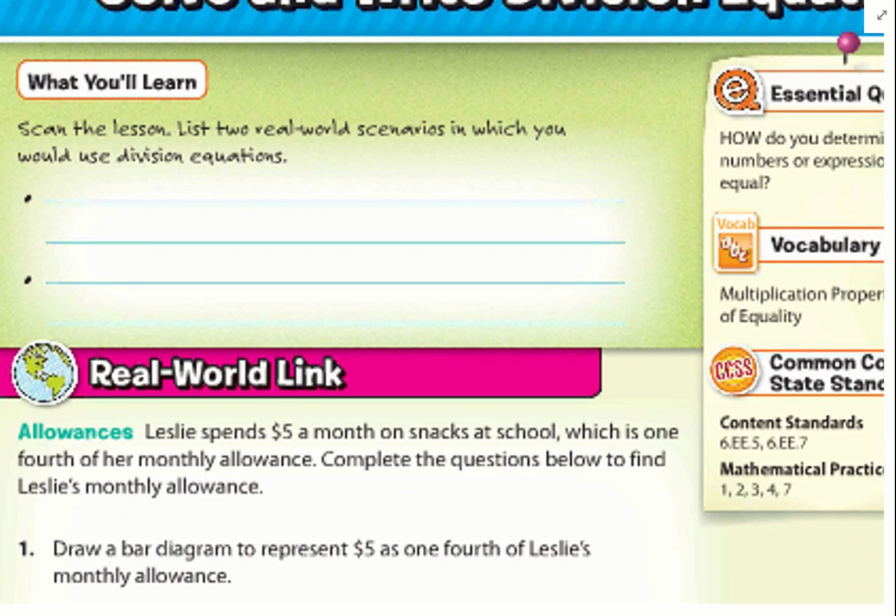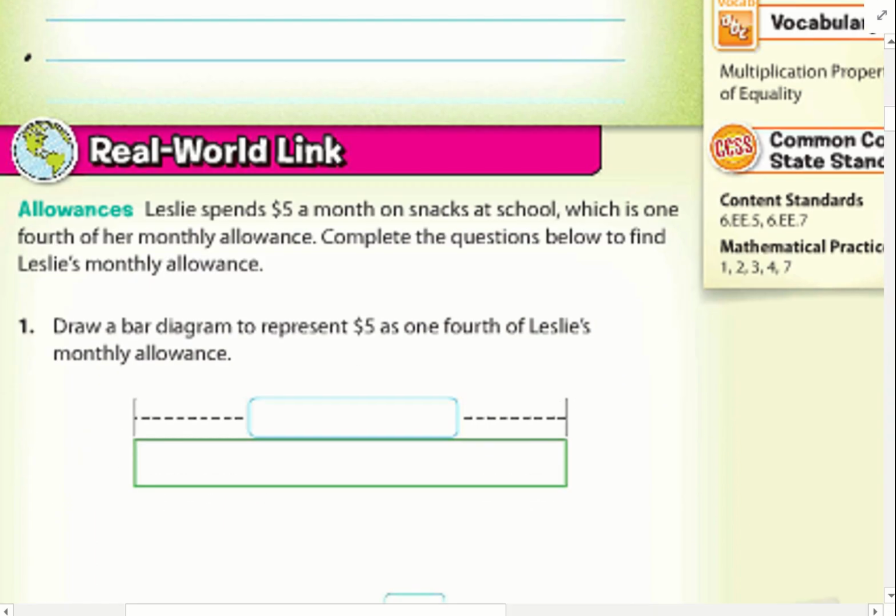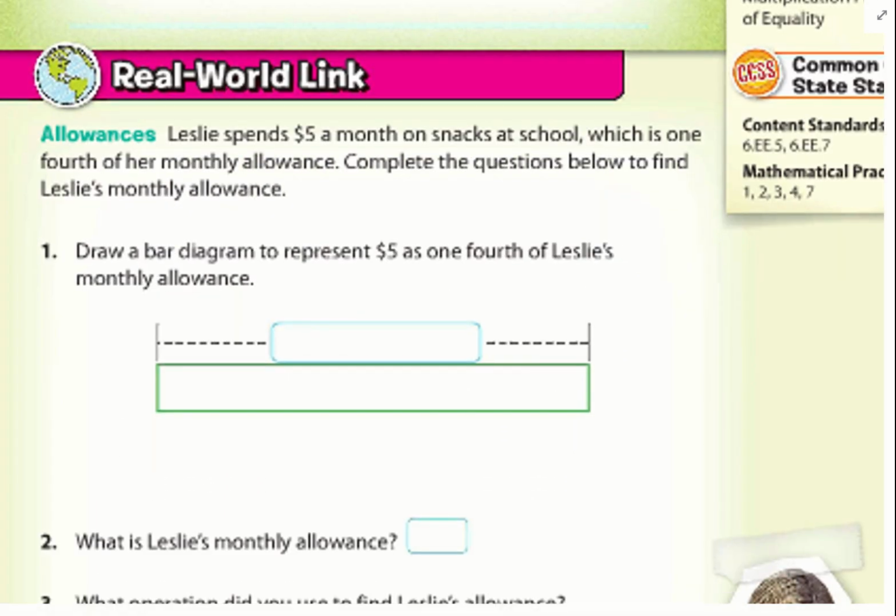So, the real world link. We're just going to go straight to the real world link. It says Leslie spends $5 a month on snacks at school, which is 1/4 of her monthly allowance. Complete the questions below to find Leslie's monthly allowance. Draw a bar diagram to represent $5 as 1/4 of Leslie's monthly allowance.